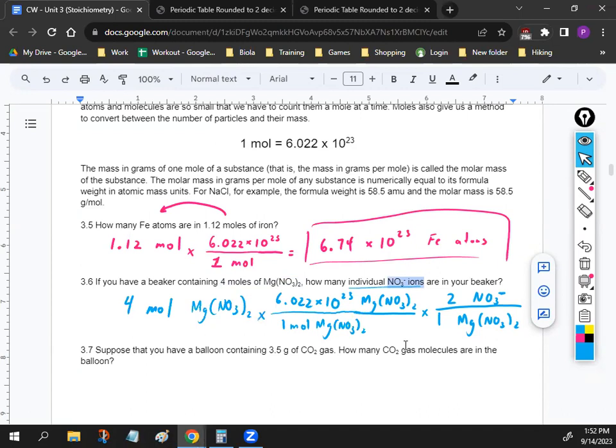I'll give you the final answer here on the left. For your final answer, you should get 4.82 times 10 to the 24 nitrate ions, something around there.